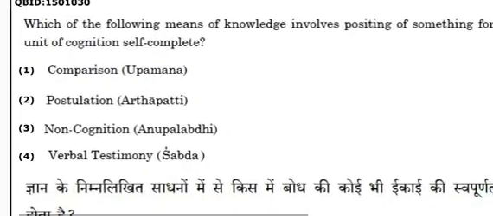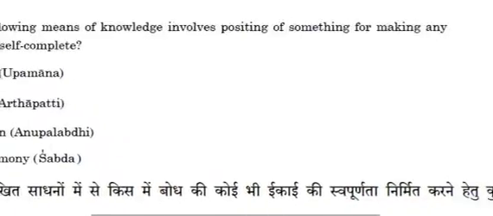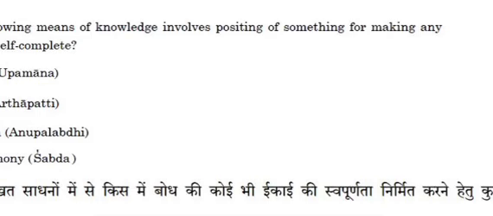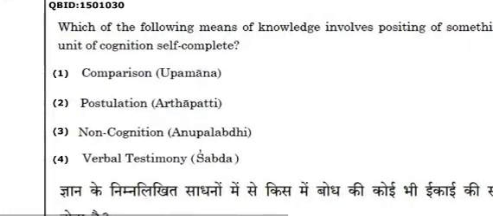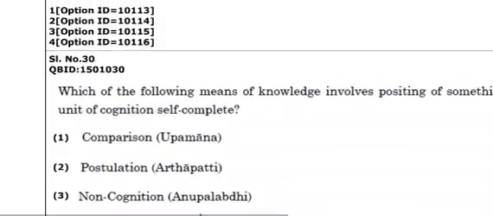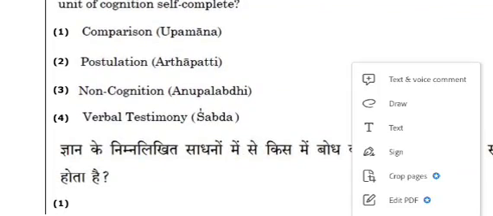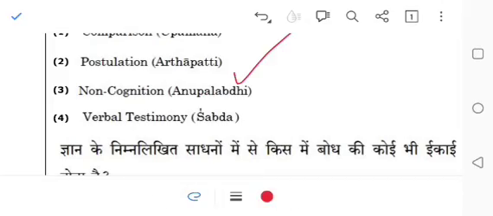30. Which of the following means of knowledge involves positing of something for making any unit of cognition self-complete? Comparison, upamana; postulation, arthapatti; non-cognition, anupalabdhi; verbal testimony, shabda. For 30, the correct option will be postulation, arthapatti.